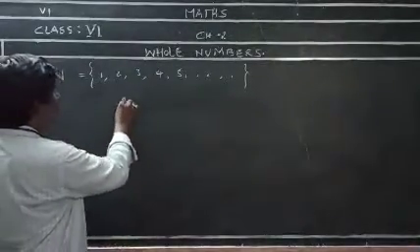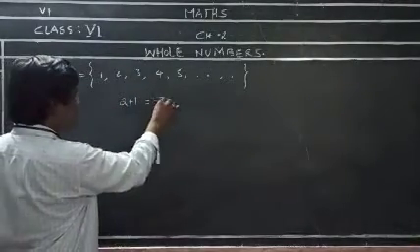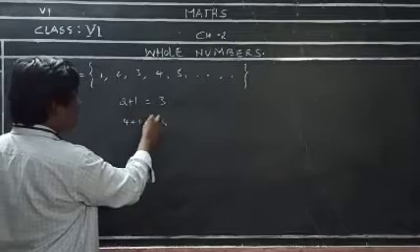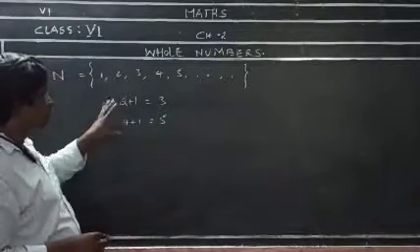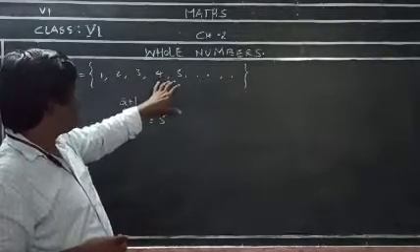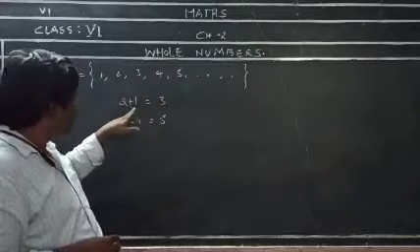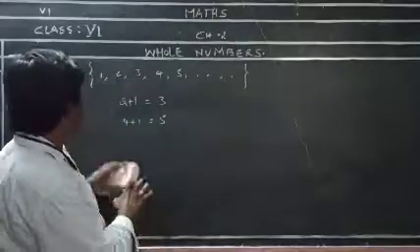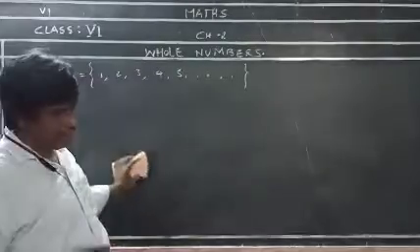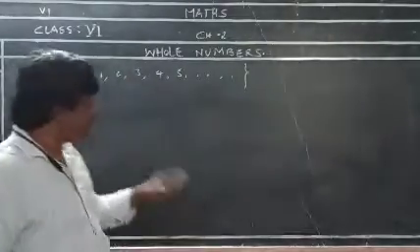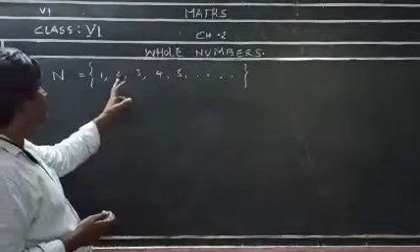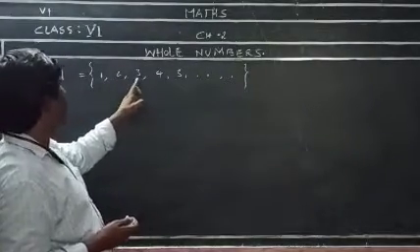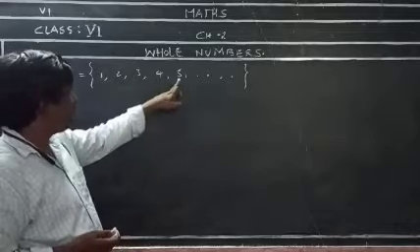So 2 plus 1, I am getting its successor. 4 plus 1, I am getting its successor. So I am getting the successor of a given number by adding 1 only. So in the natural numbers we get the successor by adding 1. Now what is the predecessor? You know it. The predecessor of 3 is 2.